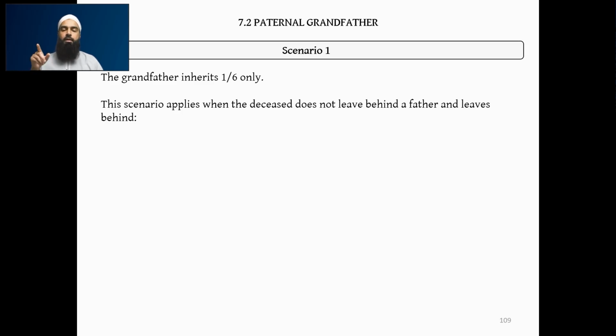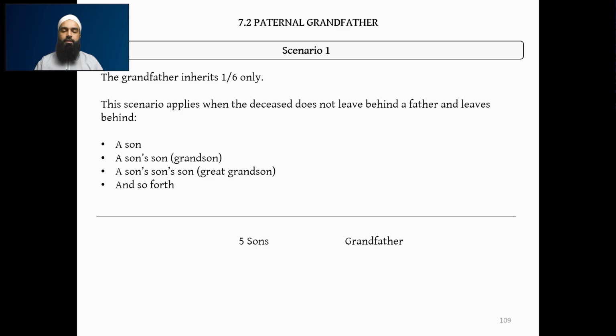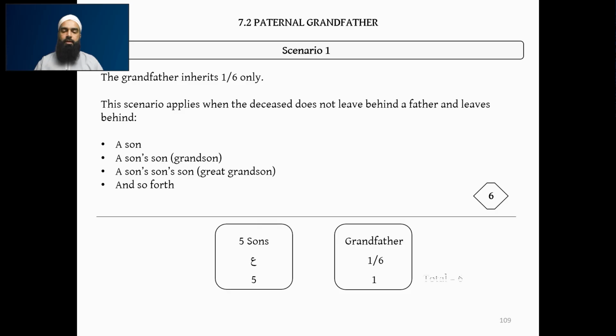The father cannot be there, and the deceased does leave behind a son, a son's son, and so on. So let's do scenario 1: grandfather plus, let's say, 5 sons. What will happen here? To reveal the answer, the grandfather gets his 1/6 share. The sons receive the remaining as agnatic shareholders. We make it out of 6 because we only have one fraction. The divisor is 6. The grandfather gets his 1, and the remaining 5 goes to the 5 sons, so they get 1 each. Everything is fine. The total is 6.